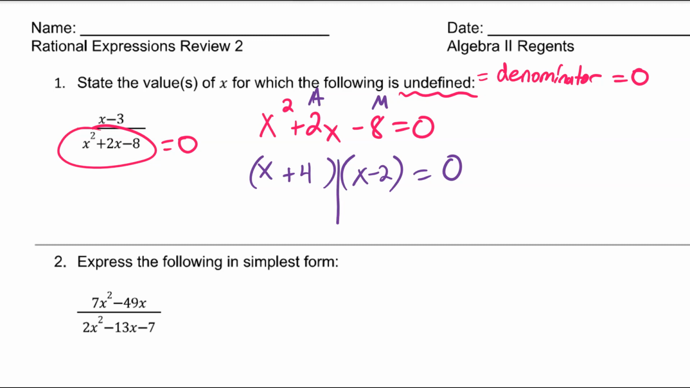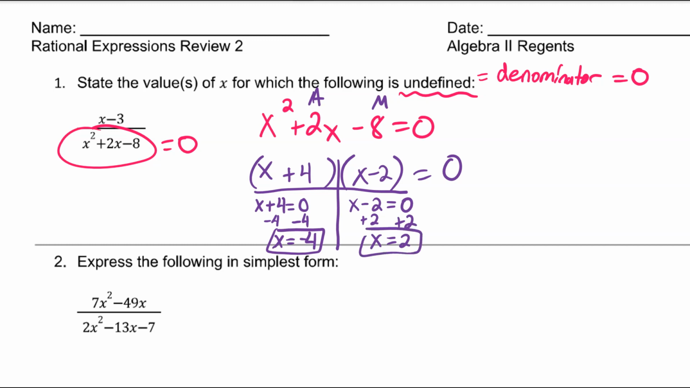Now, when I'm solving a quadratic and I factored, I can set both of these pieces equal to 0, and I should get two solutions. So, when x is equal to negative 4, that would make the denominator equal to 0, and when x is equal to positive 2, the denominator would also equal 0. You could always double check and just plug both of these back into that trinomial right there, and you'll notice in both cases you get 0.